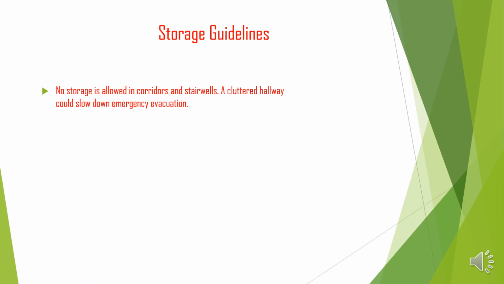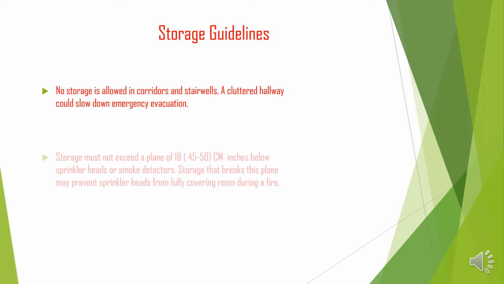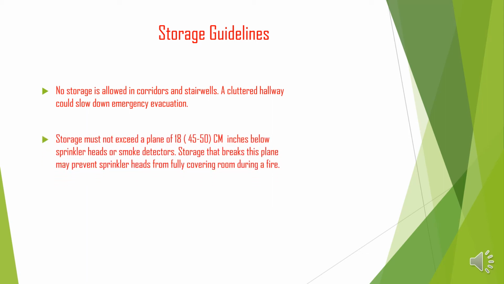No storage is allowed in corridors. Don't put anything in corridors or stairwells. A cluttered hallway could slow down emergency evacuation. It can obstruct the good evacuation plan. Storage must not exceed a height of 18 feet, which is 45 to 50 inches below the sprinkler system. If you have shelves or a table, don't pile things up to the ceiling. You have to leave around 50 centimeters to the ceiling because it can obstruct the sprinkler system.